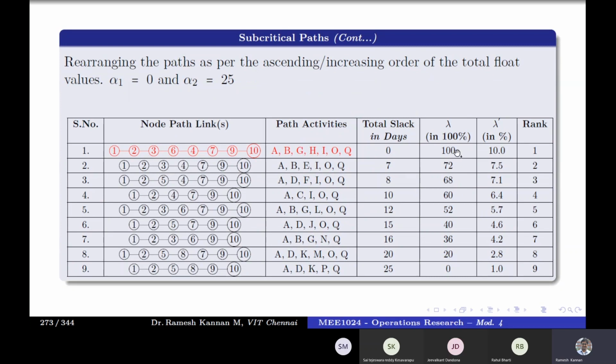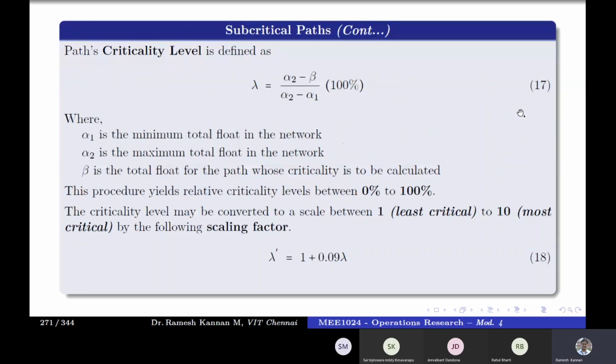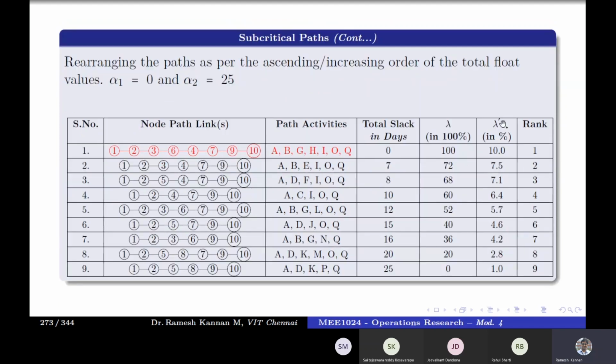In terms of percentage it is 100. But if you want to put it in the 10-point scale, it is 10. That is, lambda dash is equal to 1 plus 0.009 into lambda. This value lambda is in terms of 100%. Then that will give the value in terms of 10-point scale. This is not percentage actually. This is 10-point scale. Then we will be ranking based on that. So the critical path will generally be ranked 1, and the near critical paths will be ranked based on that.